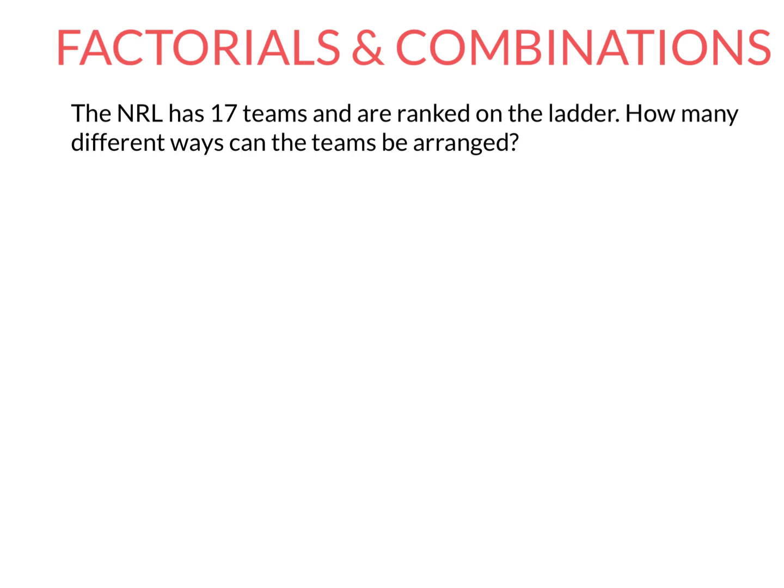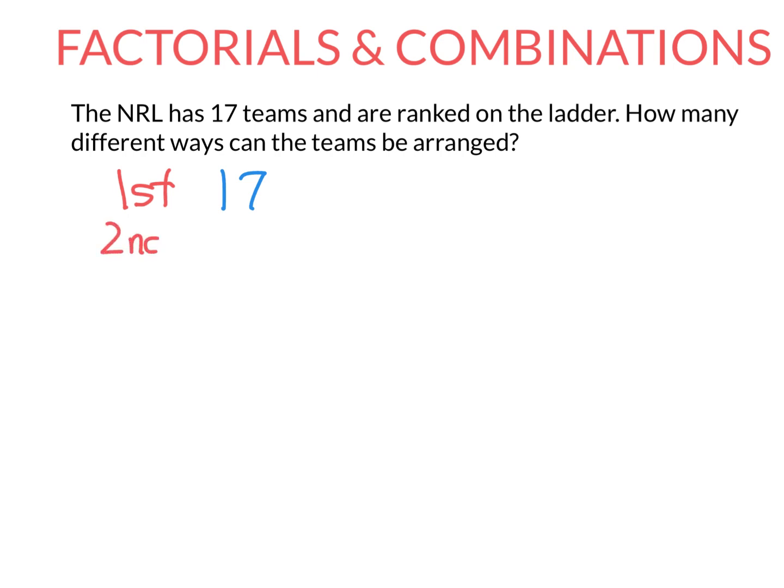So let's look at this question here. The NRL has 17 teams that are ranked on the ladder. How many different ways can the teams be arranged? So I'm talking about how many ways can you pick the whole set from 1st to 17th? Well, if we start by picking the team first, there are 17 options. You can pick any of the 17 teams to come first.